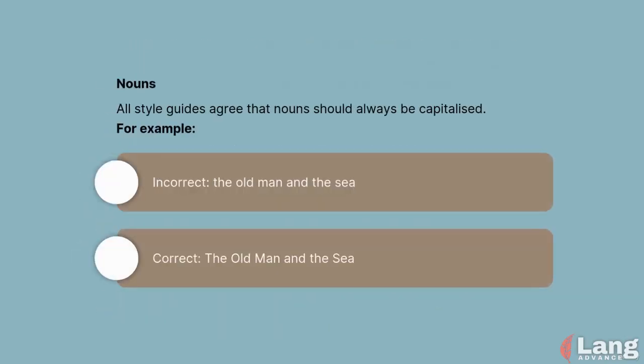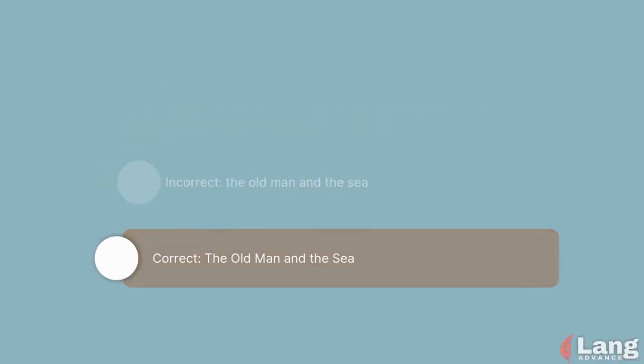Nouns. All style guides agree that nouns should also be capitalized. For example, incorrect: The old man and the sea. The correct one is The Old Man and the Sea.